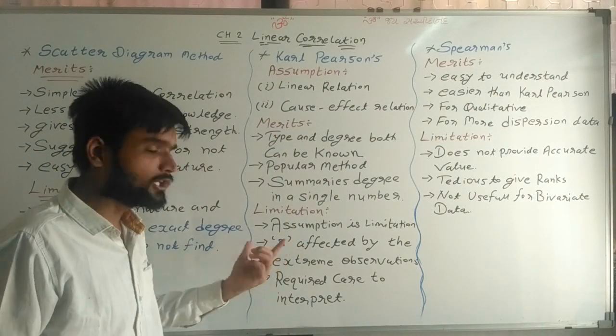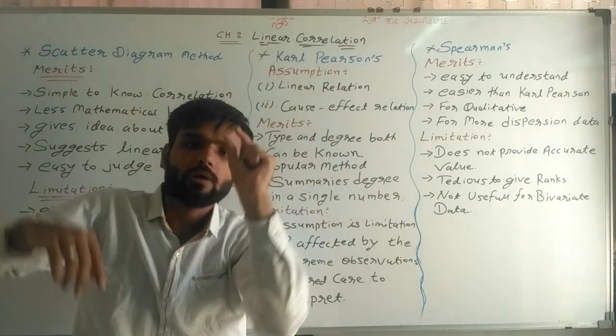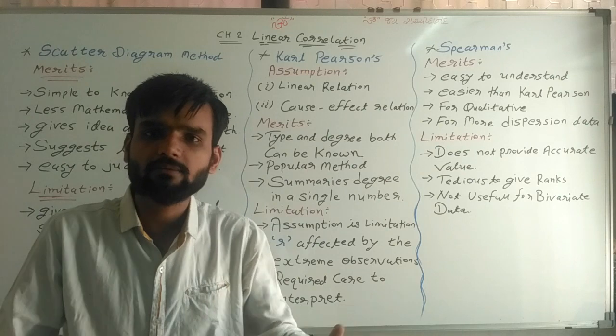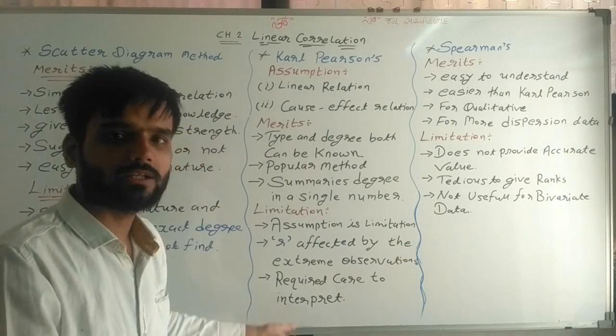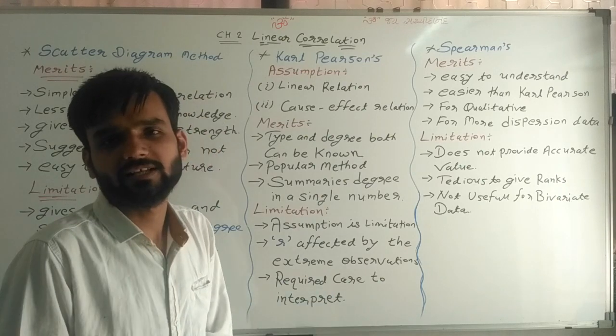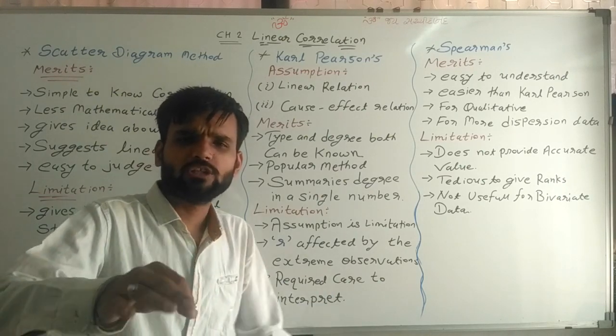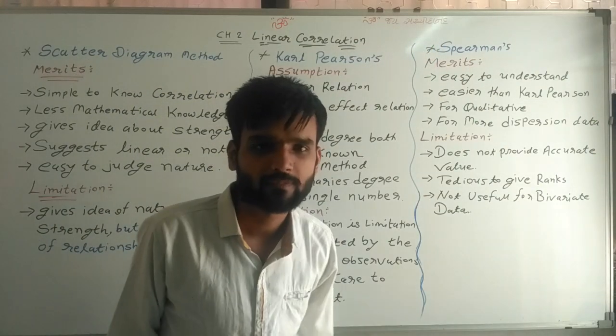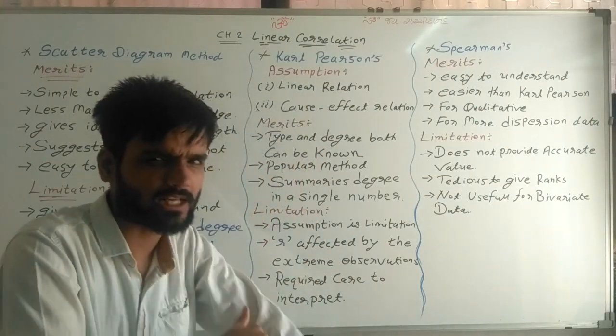Now the limitations. The assumption is a limitation. First, the r value is changed due to very large and very small values, affected by extreme observations. Third, actually not a limitation, but care is required. Now the last topic, Spearman. Now see and try to understand both things.